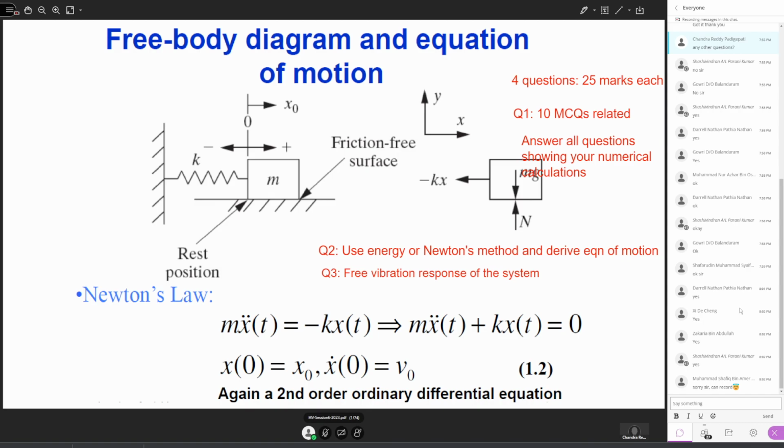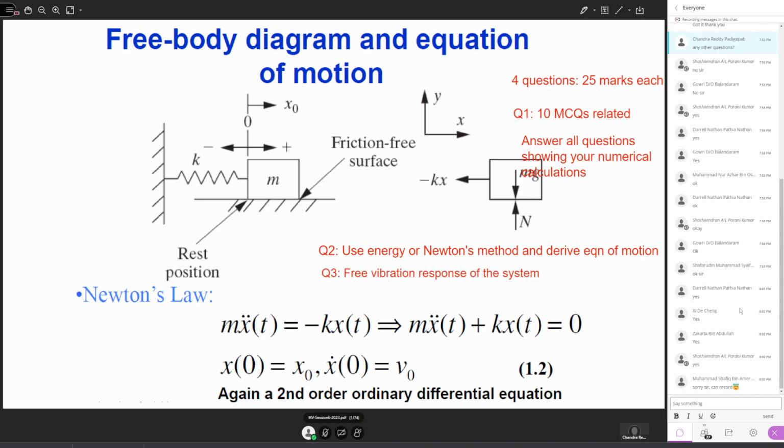So you always get good marks if your working is okay. You need to show all your steps, all the working, and you always highlight your final answers, okay, and wherever required you need to draw the free body diagram, and wherever you need to do the derivations including the differentiation, you need to show.